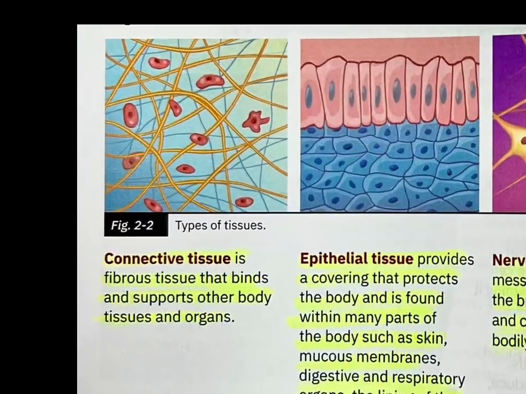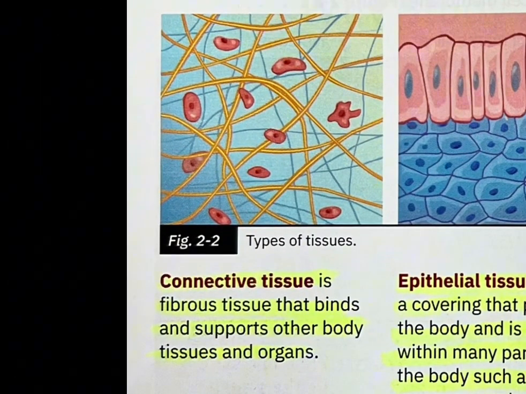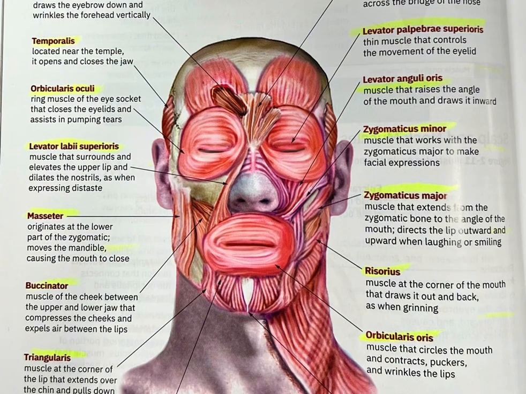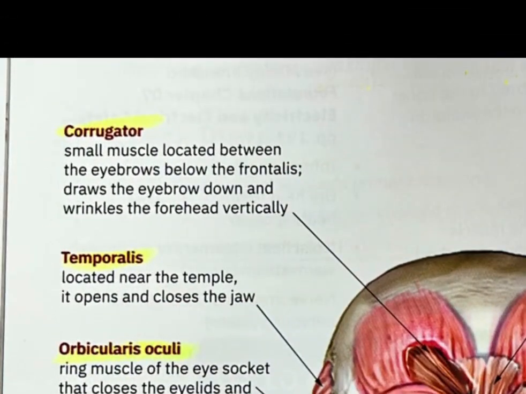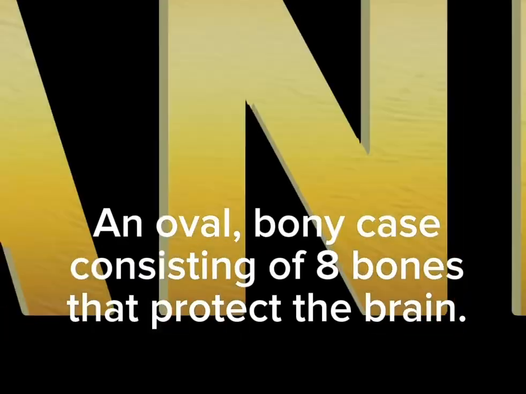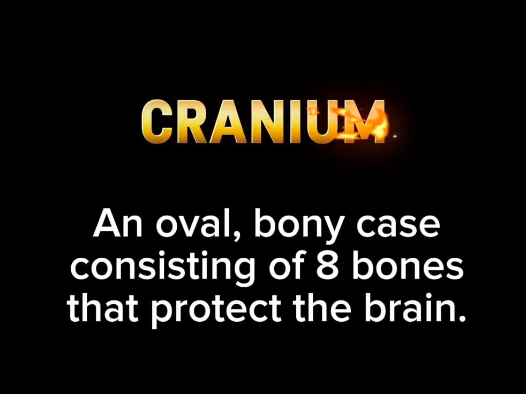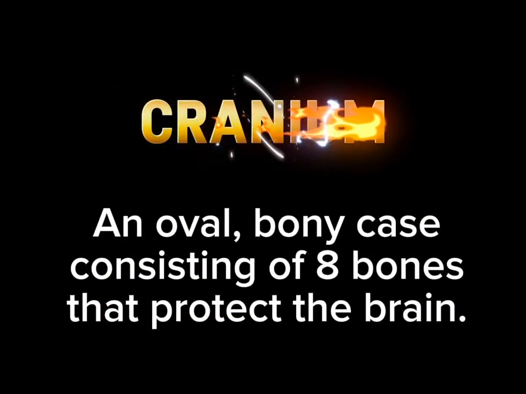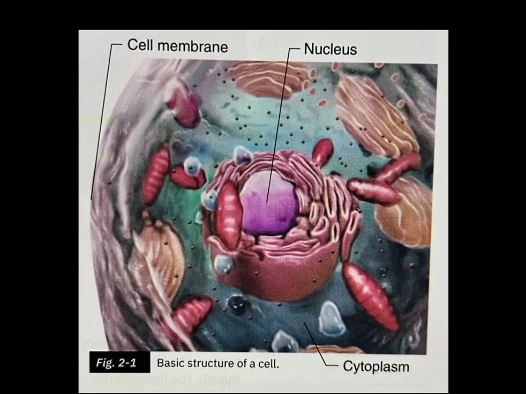Connective tissue, fibrous tissue that binds and supports other body tissues and organs. Corrugator, small muscle located between the eyebrows just below the frontalis, draws the eyebrow down and wrinkles the forehead vertically. Cranium, oval bony case consisting of 8 bones that protect the brain.